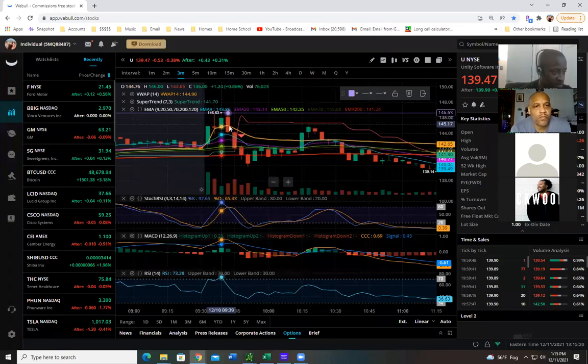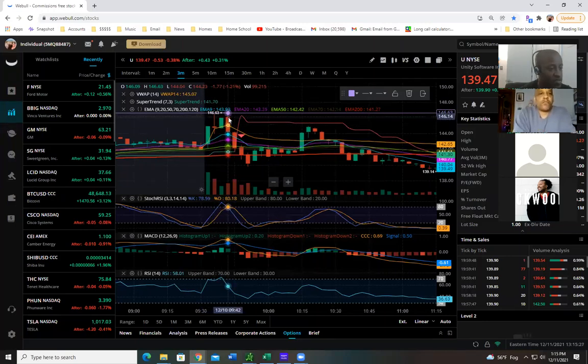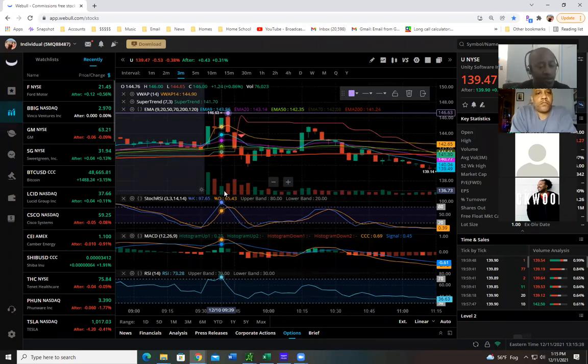It tried again, failed, tried for a third time. So within these 10 minutes, it tried and failed, and then that third time, it was just completely exhausted. The stock RSI is high, and with the 3 minute, it's going to come back down. It's not going to stay up there for long.